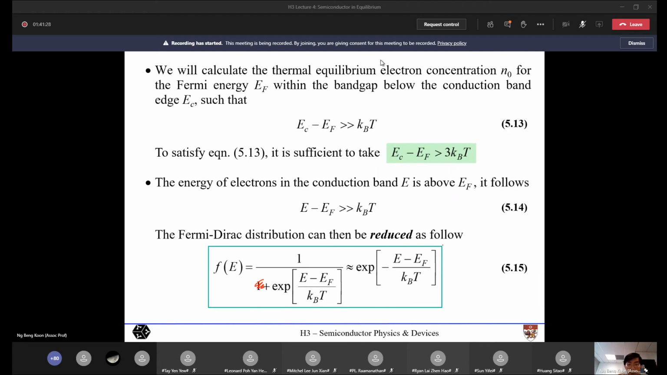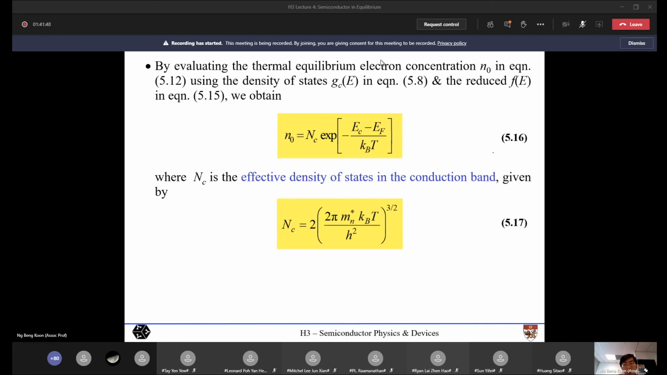You bring the exponential up, you get just exponential of minus (E minus EF) over KBT. So you get just one single exponential function. This will help to simplify the calculation by a lot, because then you don't have to deal with the reciprocal of an exponential function. It's harder to integrate. So if you put this back into the integral and you actually solve it, even that is not straightforward to solve. At this stage, you won't have enough mathematical foundation to solve the integral.